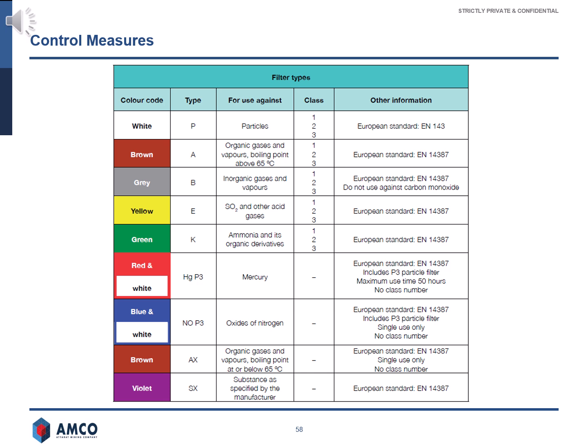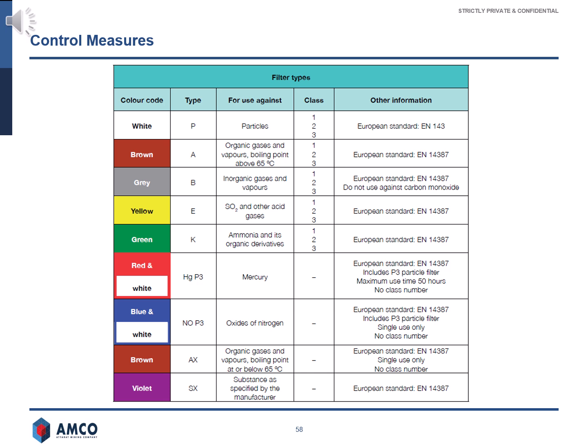Green, K4 ammonia and its organic derivatives. Classes 1, 2, 3. Complies with EN 14387. Not for use against carbon monoxide. Red, HGP3 for mercury. Complies with EN 14387. Maximum use time specified. White and blue, NOP3 for oxides of nitrogen. Complies with EN 14387. Single use only.